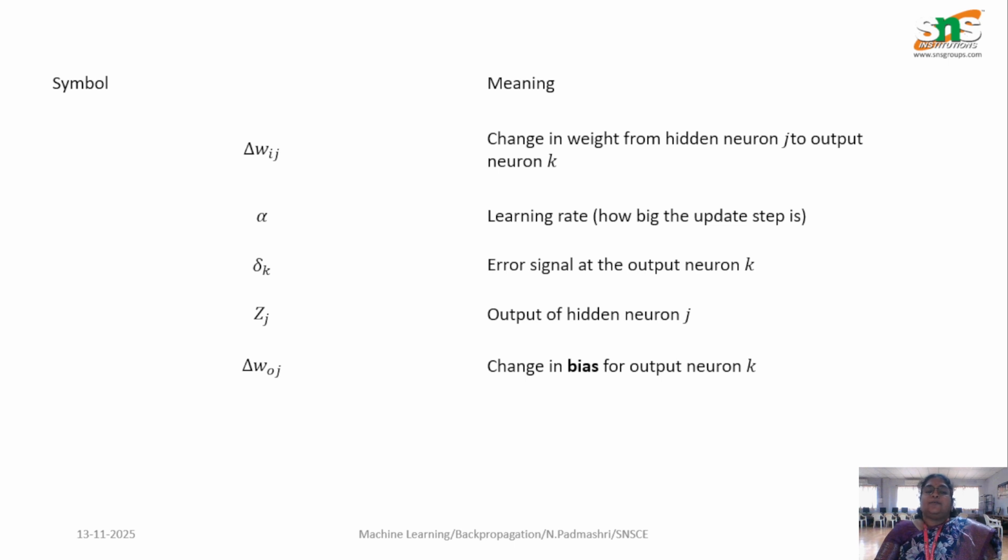There are some terminologies we are going to use in the algorithm that I'll be explaining in my next video. Before that, you should know the terms. Del Wij: wherever I mention del, it's a change. It is the change in the weight from hidden neuron to output. Alpha is the learning rate, we all know, and del k is the error signal at the output neuron. Z is always the output of the hidden neuron, and del W0j is the change in the bias for the output neurons.